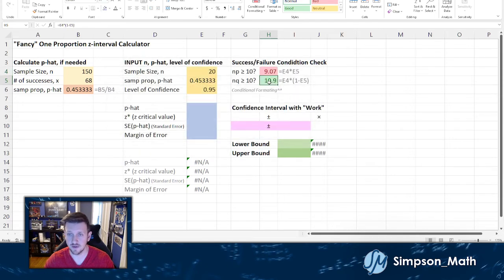All right, so now if I were to just type in 10, then it is correct. But I have my formula still set up. So that's nice. Let me put this back to 150. And they're both green, so that means that np and nq are both greater than or equal to 10.